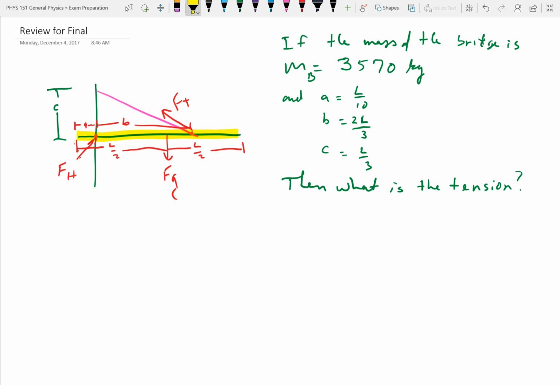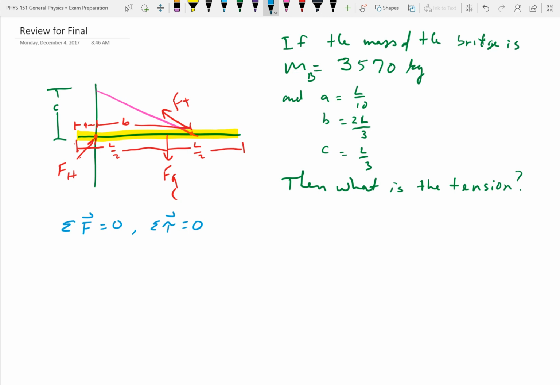Now, we have to identify this as an equilibrium problem. How would I know it's an equilibrium? Well, it doesn't say the bridge is falling. And so we make the logical assumption, hey, the bridge isn't falling. It must have an acceleration of 0 and an angular acceleration of 0. Hence, the net force is 0 and the net torque is 0.